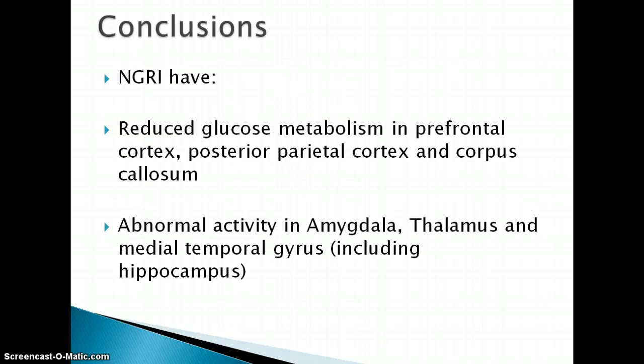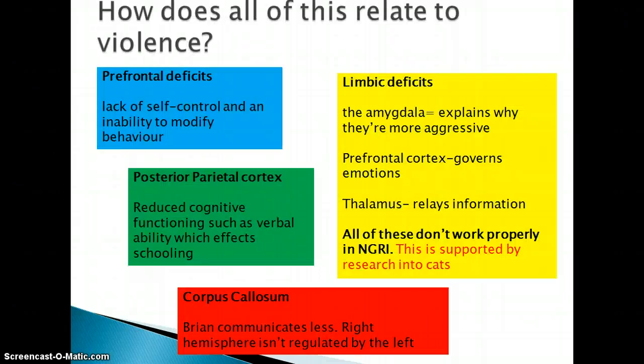So in conclusion, those who are NGRI have reduced glucose metabolism in the prefrontal cortex, posterior parietal cortex and the corpus callosum. They also have abnormal activity in the amygdala, thalamus and the medial temporal gyrus. These are kind of key bits of findings.